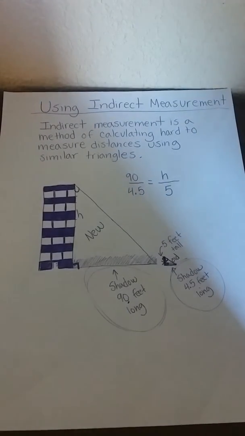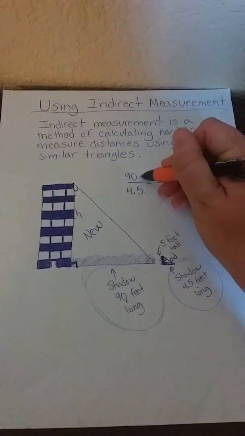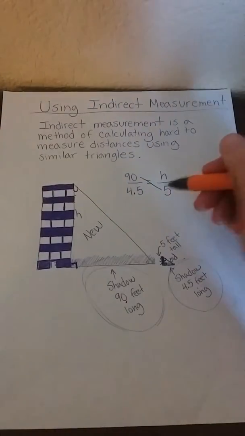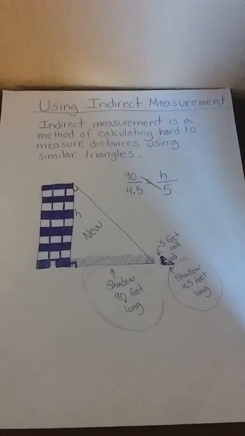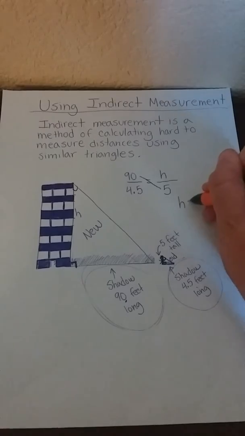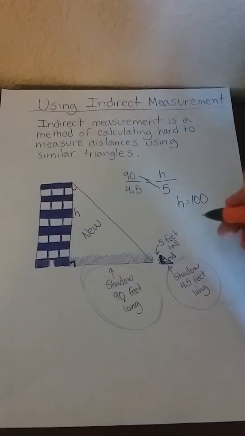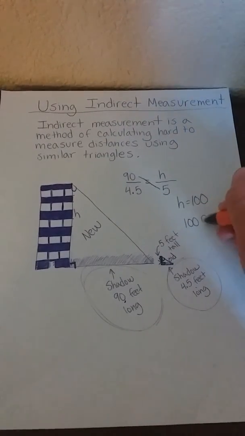Now I can solve this using cross multiplication. I can multiply 90 times 5 and then divide it by 4.5, and I get that h is 100, which means that the building is 100 feet tall.